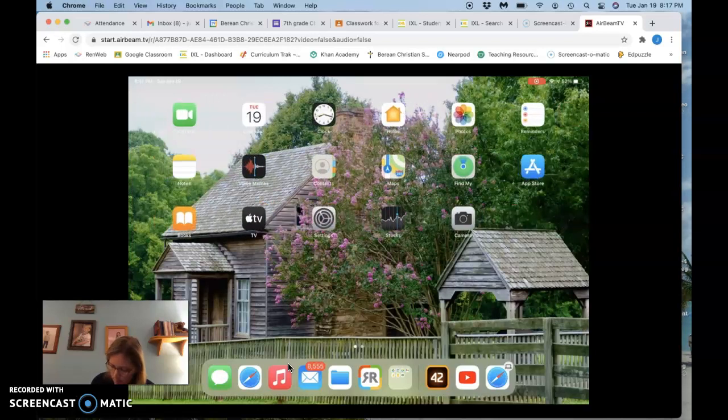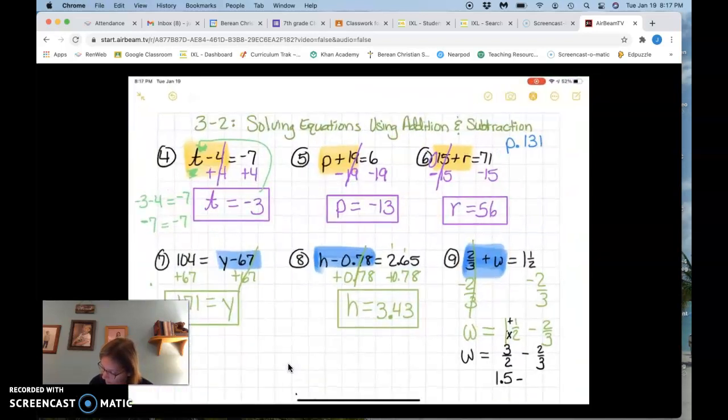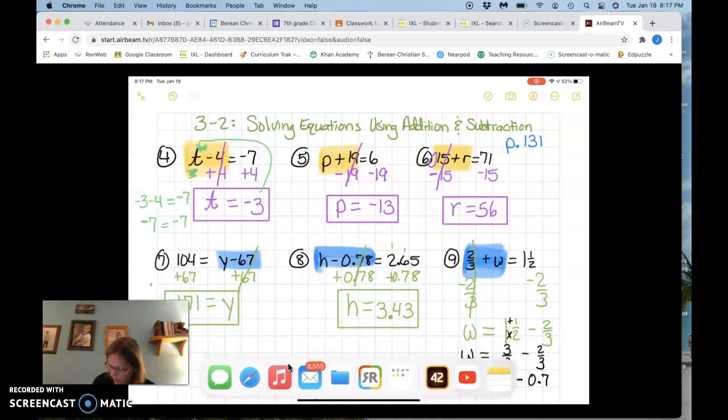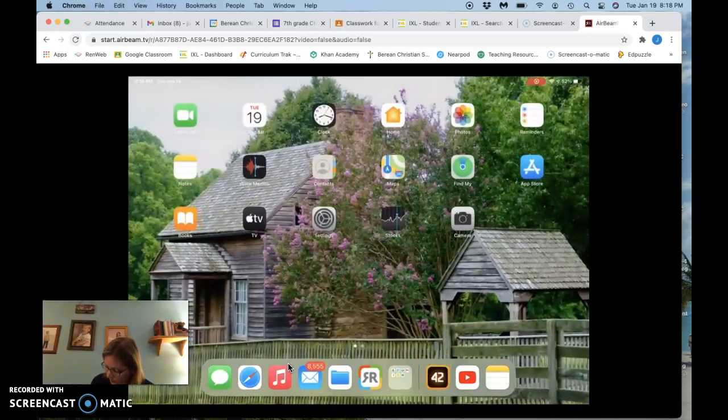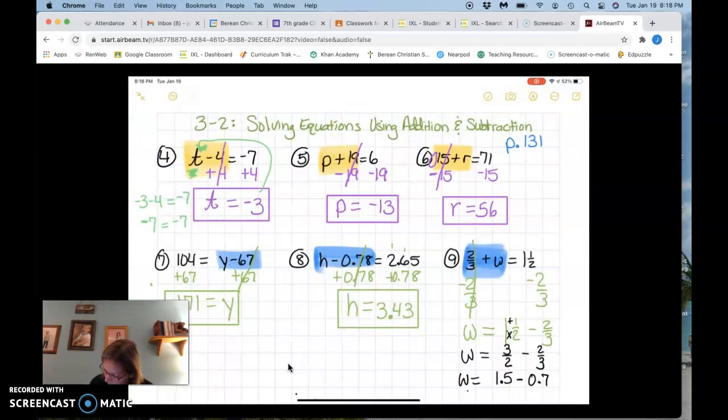Hey, my note disappeared. Okay. Minus 0.7. And then I just add those two numbers together or subtract. So 1.5 minus 0.7. And I get 0.8. So W equals 0.8. That's one way to do it.